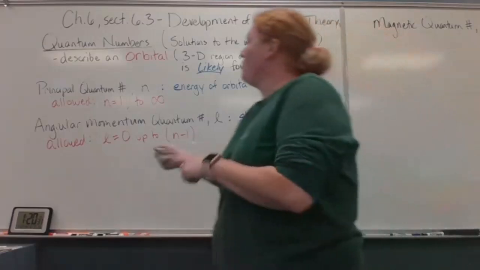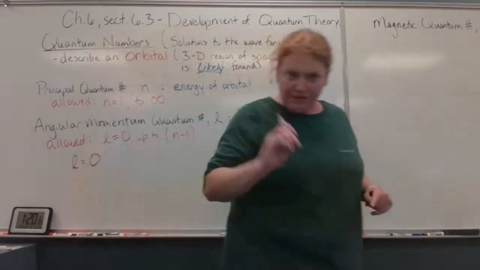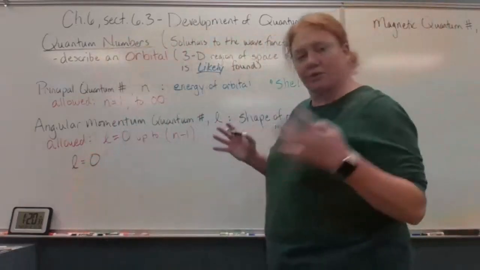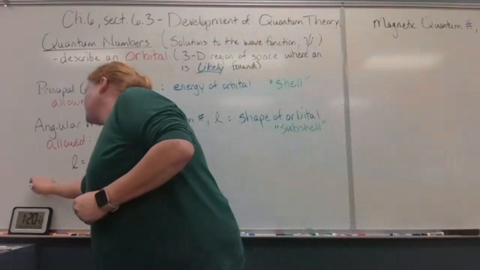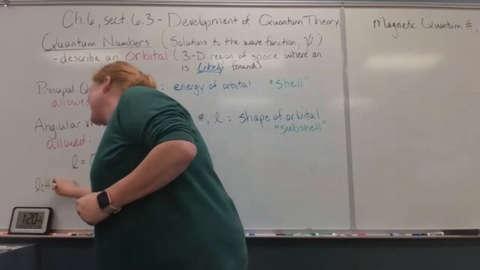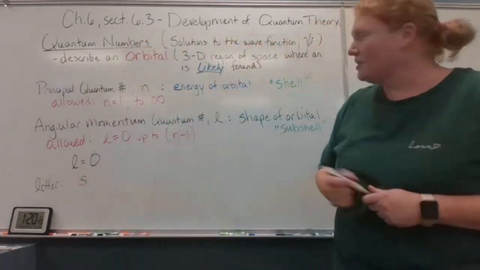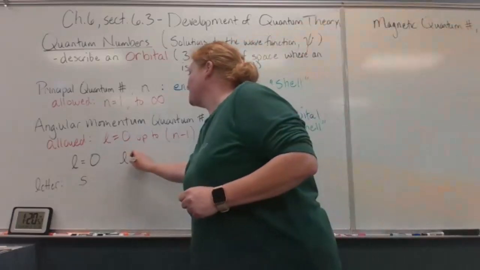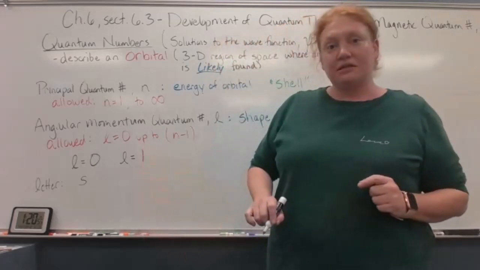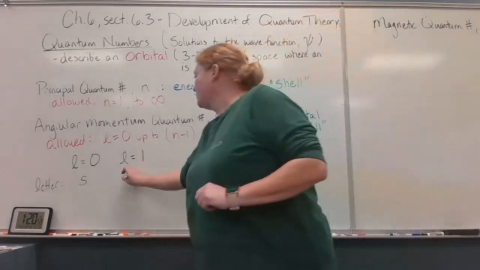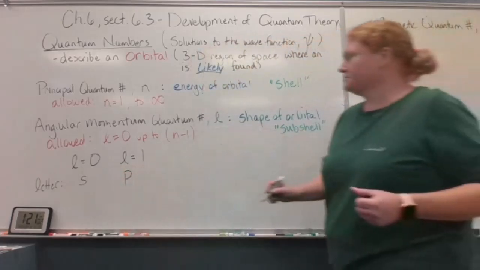So when l is a value of 0, when that's one of the values allowed for the orbital that we are looking at, that is a letter designation s. Those are s orbitals. Let me write the numbers here and then we'll look at the images of the orbitals. When l is a value of 1, the orbitals, the subshells that we're talking about, are called p orbitals.